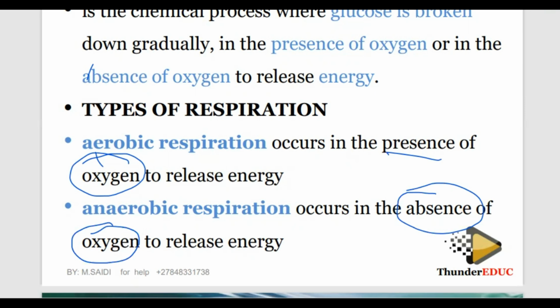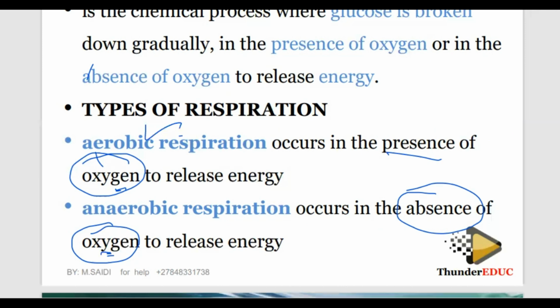So why is one occurring in the presence of oxygen and the other in the absence of oxygen? The two processes can occur in one cell, but they have advantages and disadvantages. There is a time when oxygen is abundant. Therefore, we will undergo aerobic respiration. And there is a time when oxygen is not there, but you require energy. So what does it mean? Does it mean that the processes are supposed to stop? No. Now the cell will change from aerobic respiration and undergo anaerobic respiration.